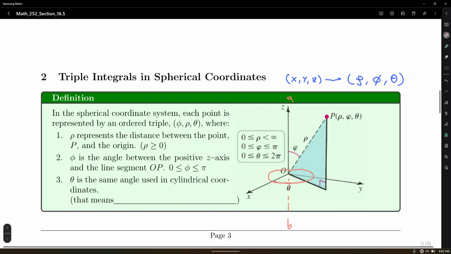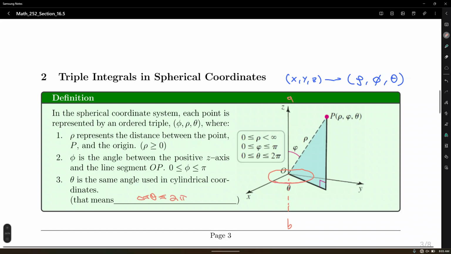Animations that we're going to look at later will help us see this idea about the drop down angle a lot better. And again, theta is the same as in cylindrical coordinates. That means theta goes between 0 and 2 pi.